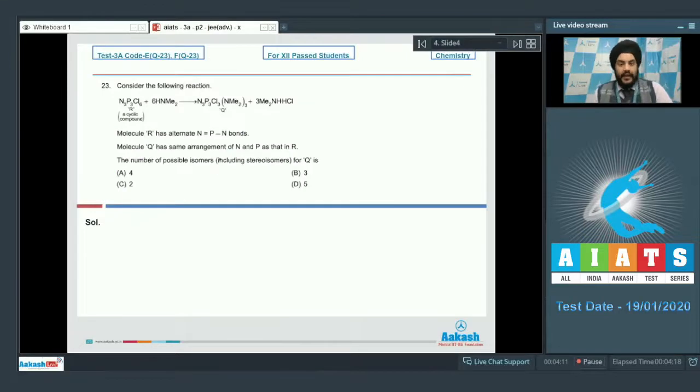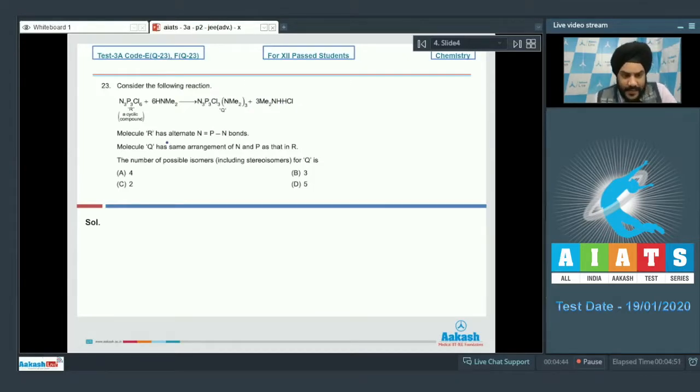Question number 23. Consider the following reaction. So we've been given a compound R, which is a cyclic compound. Its formula given to us is N3P3Cl6. It is allowed to react with 6 moles of HNMe2. So this is a secondary amine. So after the reaction, it is given to us that this secondary amine substitutes 3 chlorine atoms from the compound R to give the compound Q, whereas 3 Me2NH·HCl is formed.